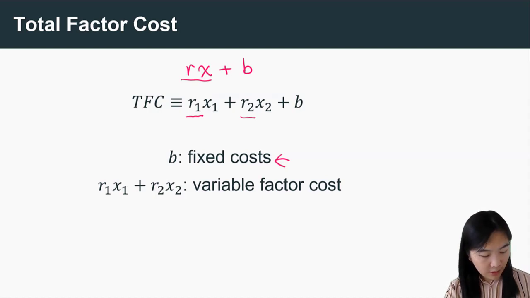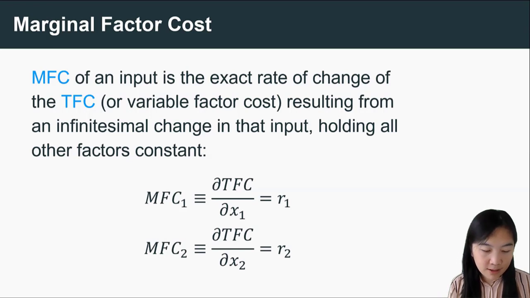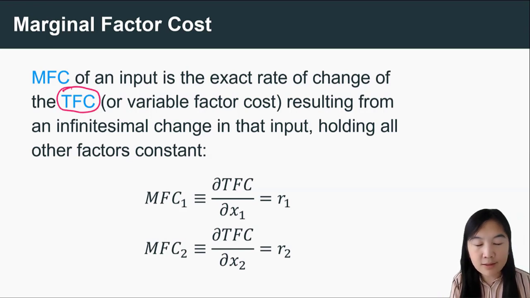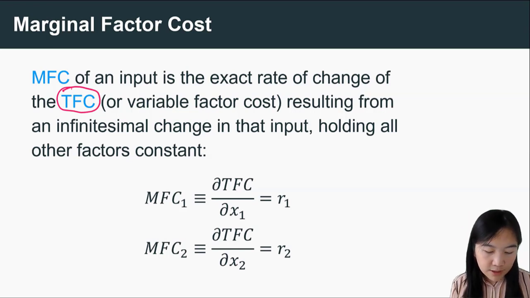The marginal factor cost, again, in the two variable input case, we also have two marginal factor costs. And again, I have also written down what MFC measures here. It's exactly the same wording as MVP. The only difference is that instead of TVP, here we have TFC. So I think once you understand what marginal is, then it should be easy for you to understand the different marginal concepts.